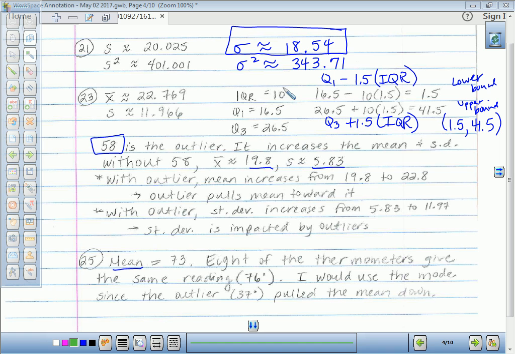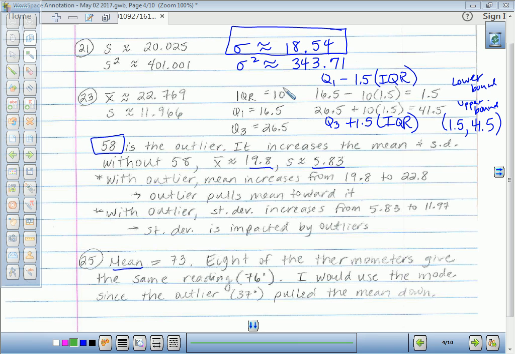Now, if this data set had represented a sample of data, then that first standard deviation, the 20.025, would have been the one you went with. But in this case, you were given all the data, therefore it's the entire population, so the boxed answer is the correct standard deviation for number 21.